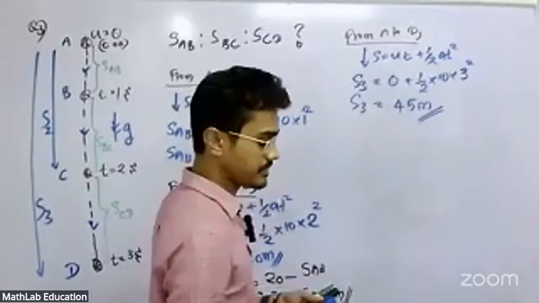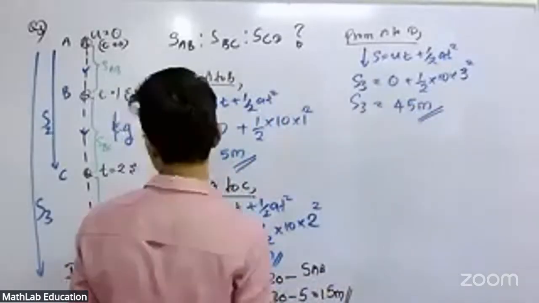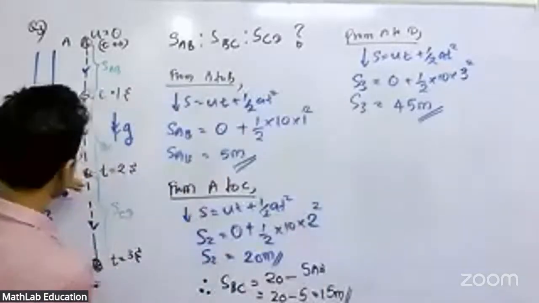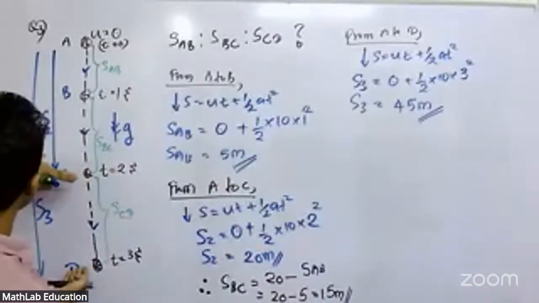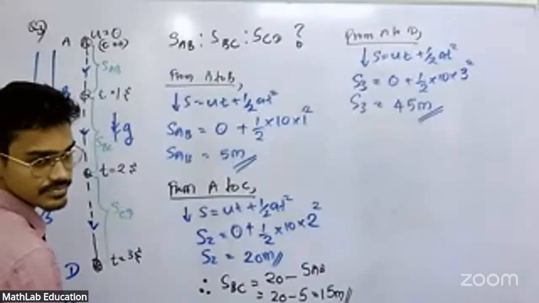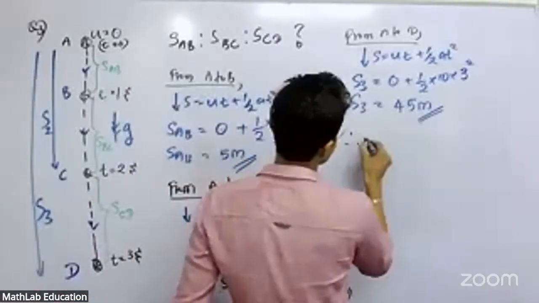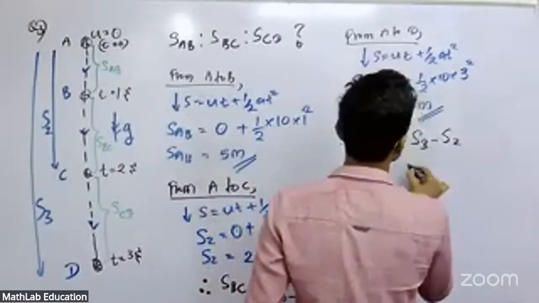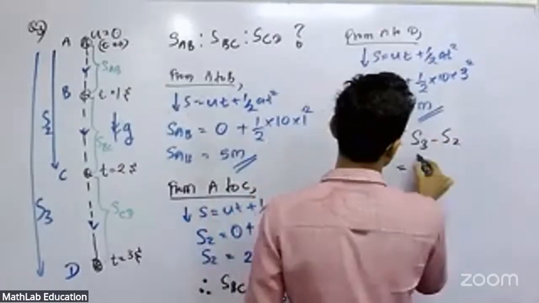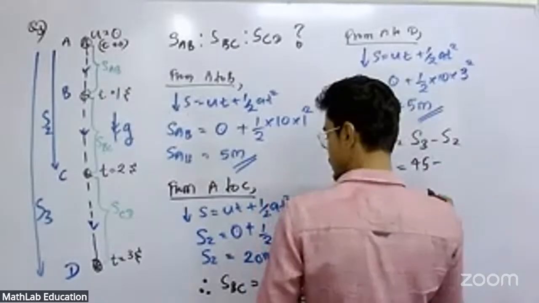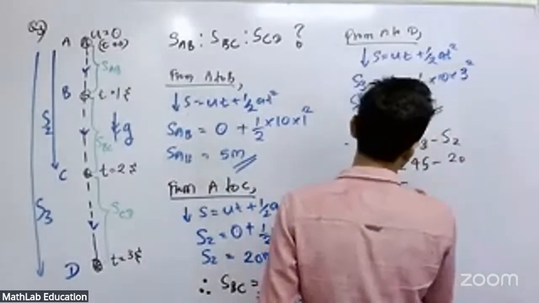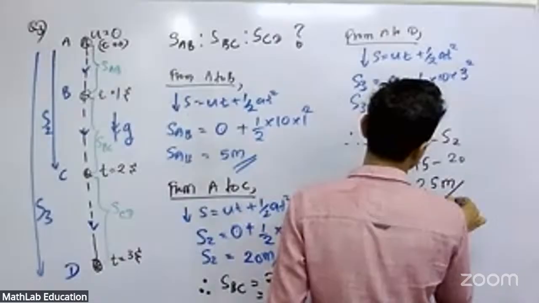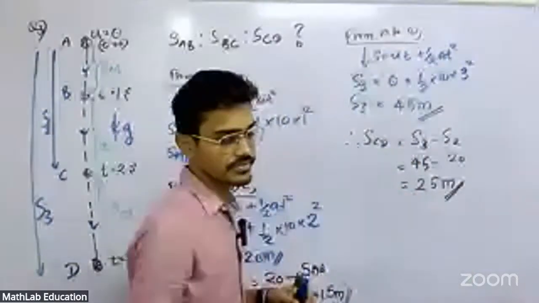45 meters. Right? So if I need SCD, if S3 minus S2 is considered, that is SCD. Therefore, SCD is S3 minus S2. S3 is 45. S2 is 20. So that is 25 meters.